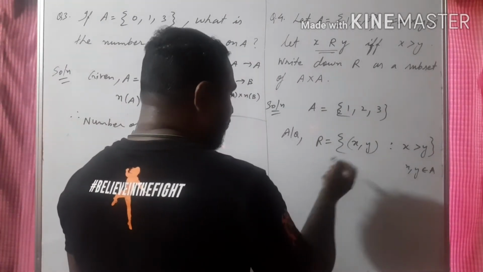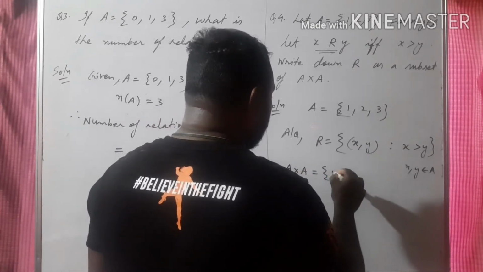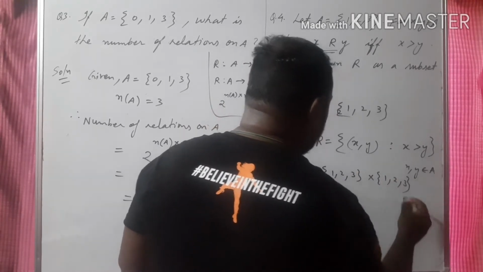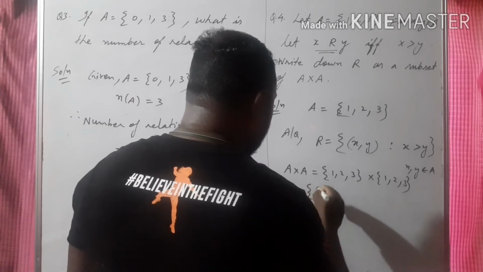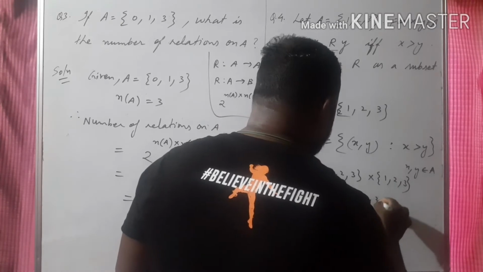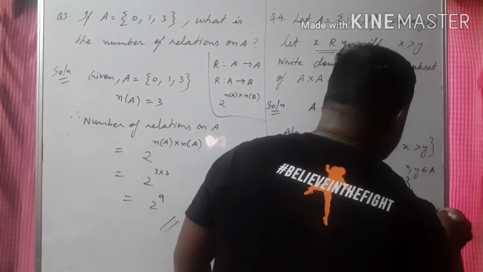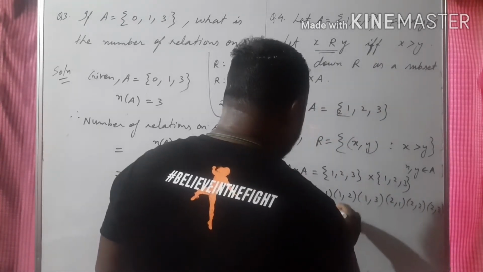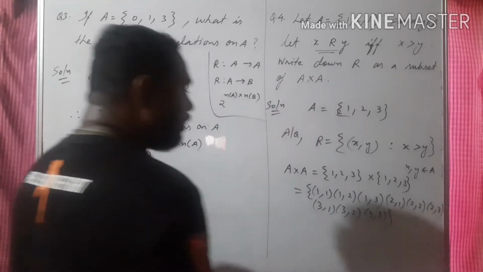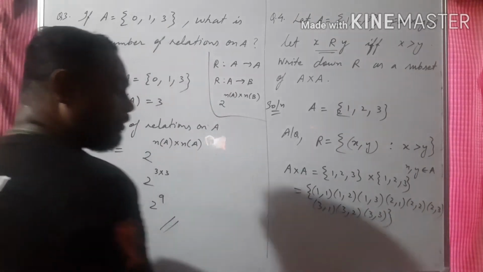So directly also you can find A cross A. A cross A will be what? 1, 2, 3 cross 1, 2, 3. So I will get (1,1), (1,2), (1,3), likewise (2,1), (2,2), (2,3), and I will get (3,1), (3,2), (3,3). So this is the Cartesian product of A and A, A cross A.